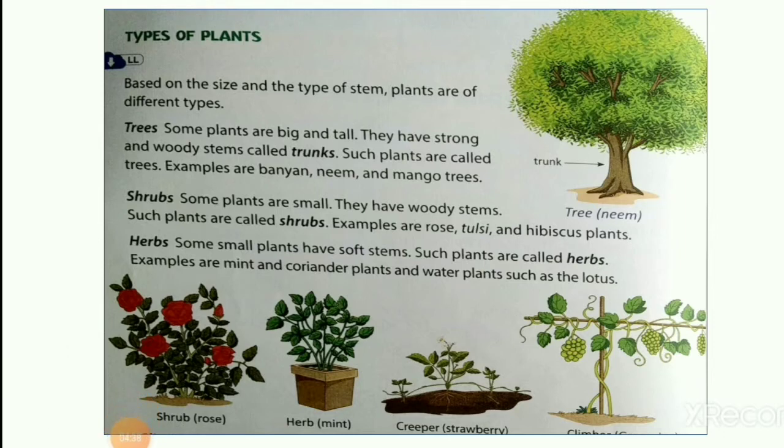Types of plants. Based on the size and type of stem, plants are of different types. Trees. Some plants are big and tall. They have strong and woody stems called trunks. Such plants are called trees. Examples are banyan, neem, and mango trees. Shrubs. Some plants are small, they have woody stems. Herbs. Some small plants have soft stems. Such plants are called herbs. For example, mint and coriander plants. Water plants such as the lotus.